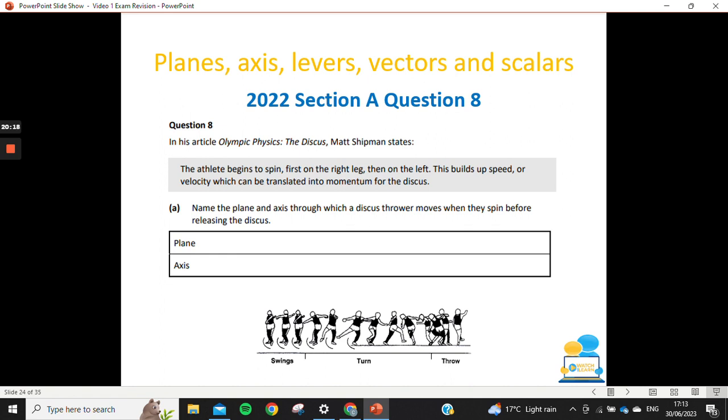So moving on to the 2022 paper. This question asks us to name the plane and the axis through which a discus thrower moves when they spin before they release the discus. As you can see, I've put in a little image of a discus thrower through the various stages, the swing phase, the turn phase, and the throwing phase of the discus throw. I'm going to give again about 15 or 20 seconds, and see if you can identify the plane and the axis that the discus thrower moves before they release the discus.